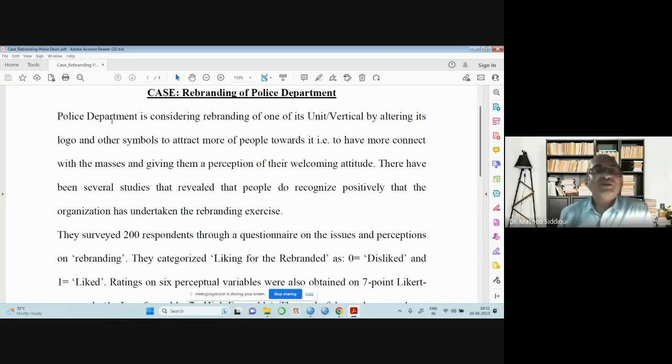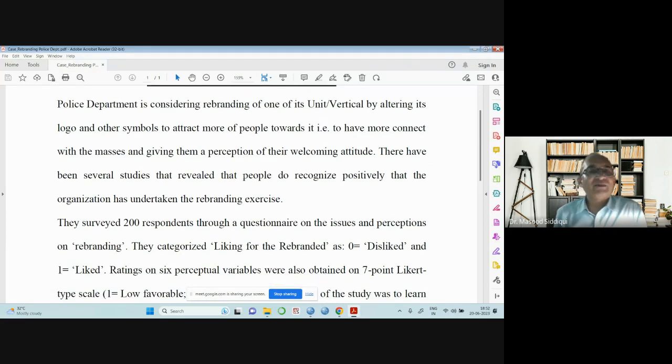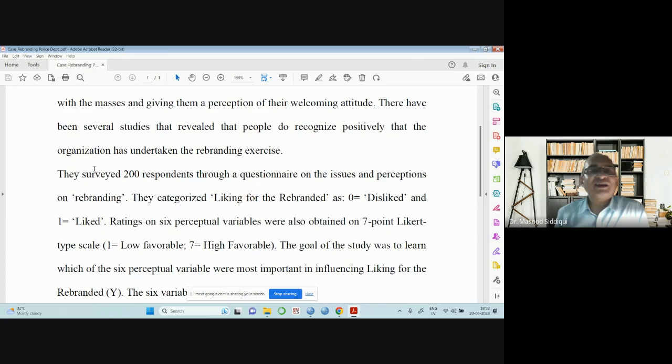What was the objective? Police department is considering rebranding of one of its units by altering its logo and other symbols, so as to make it more people-friendly, to have a better connect with the masses and give them a welcoming attitude. So for that purpose, they have surveyed 200 respondents through a questionnaire on the issue of perception on the rebranding.